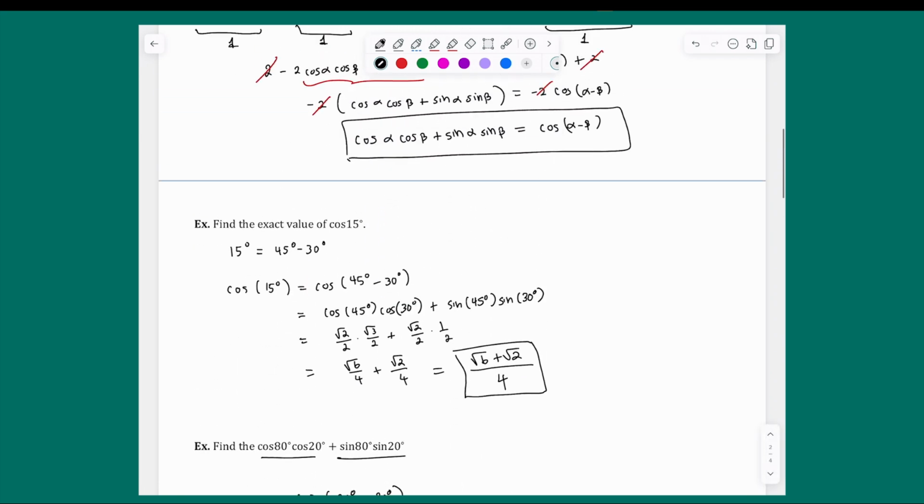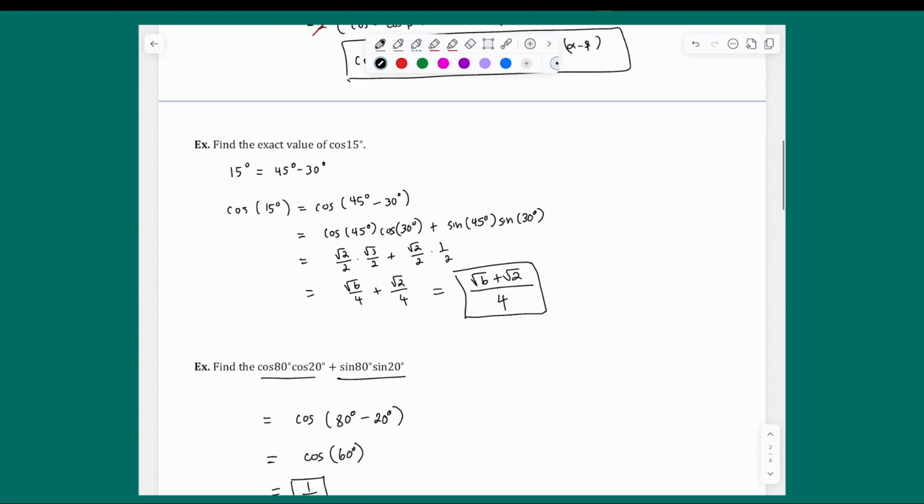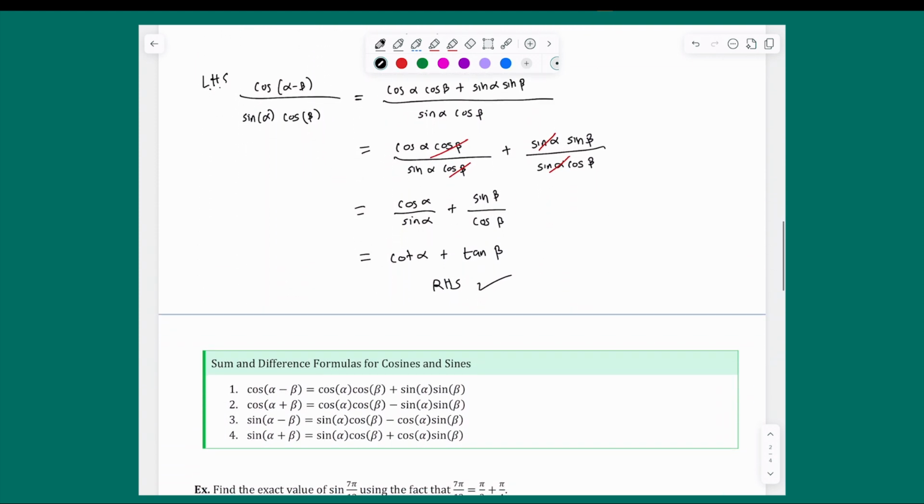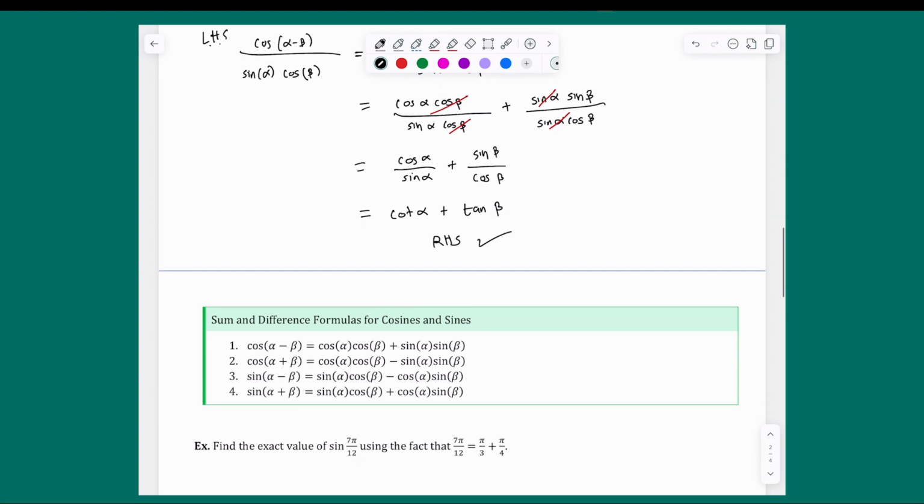And so we have just verified the identity. This particular identity formula that we just derived can be used to derive, for instance, the other formulas as well, say 2 and 3 and 4 there, just to give you an idea. Once again, these are called the sum and difference formulas for cosines and sines.